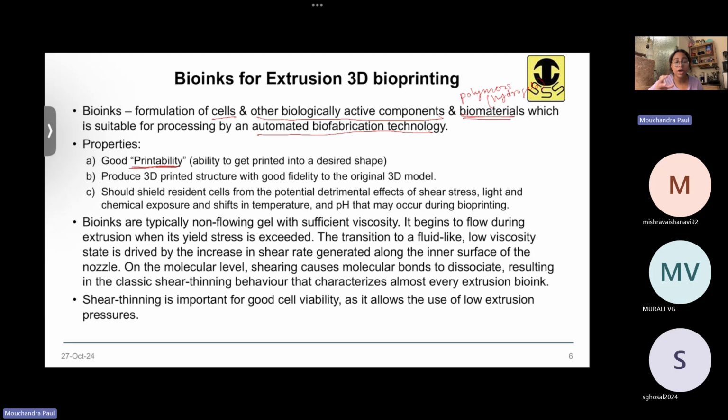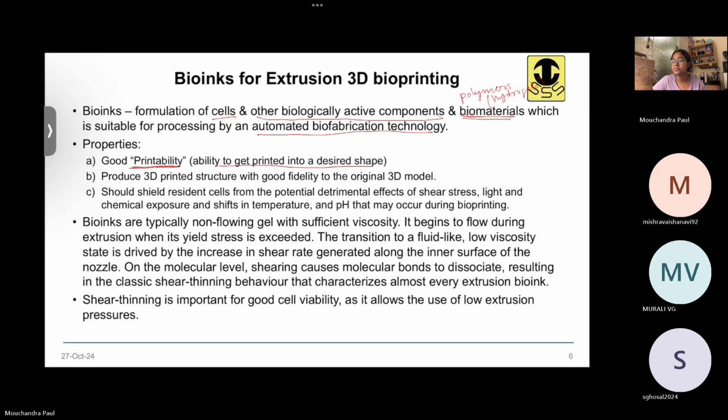So the ultimate outcome that you are looking for may not be the same as what you gave as a CAD model. Okay. So that is called printability. Printability means whatever you have desired to print, whether or not you're able to print that. So in very simple words, printability is the ability to get printed into a desired shape. That is the first and foremost property that a bioink should have, that it should print the desired object, or it should match the CAD model that you provided.